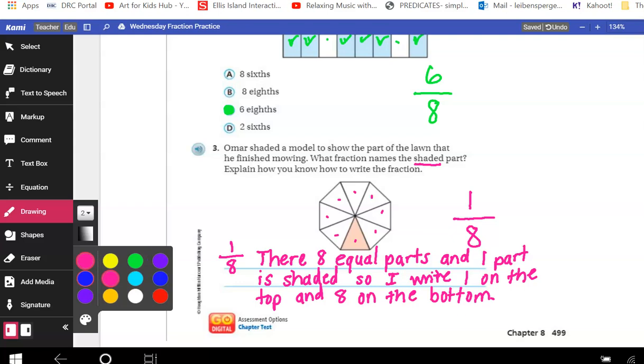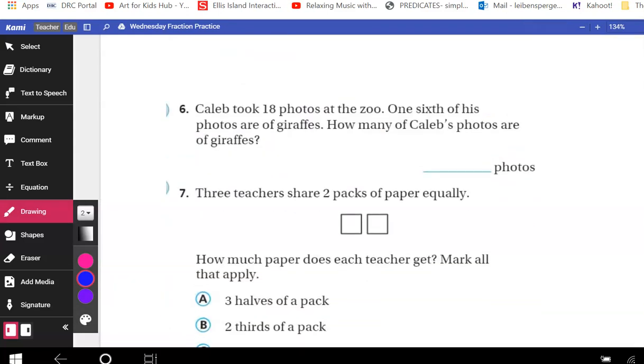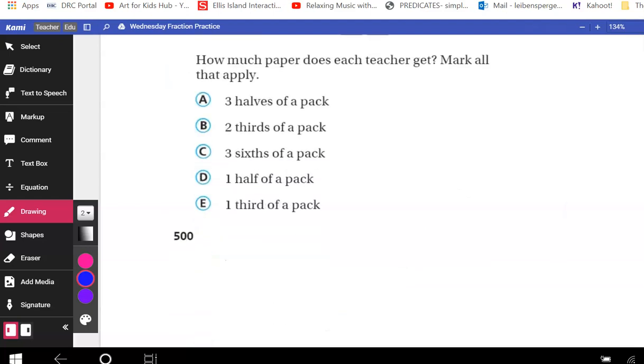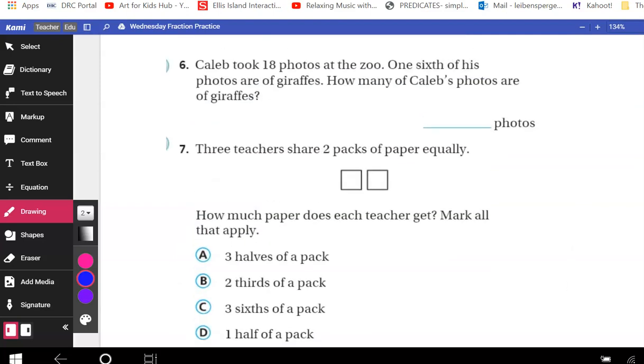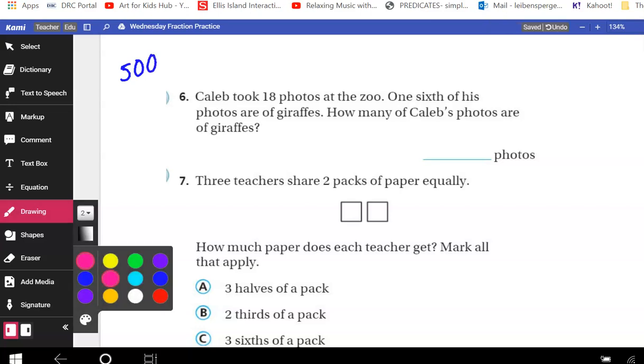Okay, let's go to our next problem. We're continuing on, we're at number 6 now, and we're going to be going on to page 500. So we're kind of skipping ahead a little bit. We're not doing numbers 4 and 5, so we're going on to number 6 on page 500. So we'll write that at the top. Caleb took 18 photos at the zoo. 1/6 of his photos are of giraffes. How many of Caleb's photos are giraffes?